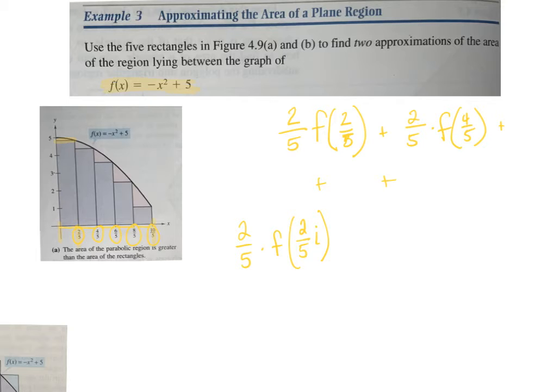Instead of plugging them all in, I could say, well, this is my first one. This is my second one. My third one would be 2/5 times 3. My fourth one would be 2/5 times 4. My fifth one would be 2/5 times 5. 1, 2, 3, 4, 5, right? And so if I do it that way, I could just say that goes from my first one to my fifth one. Make sense? Summation.